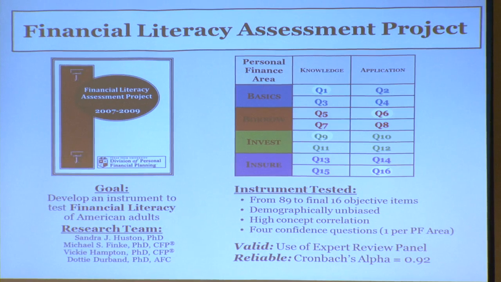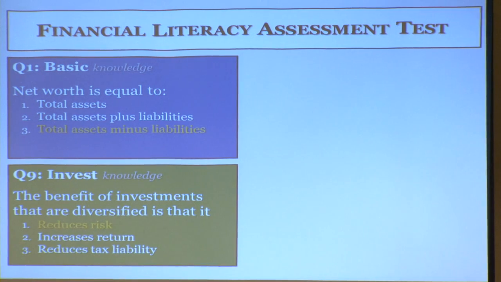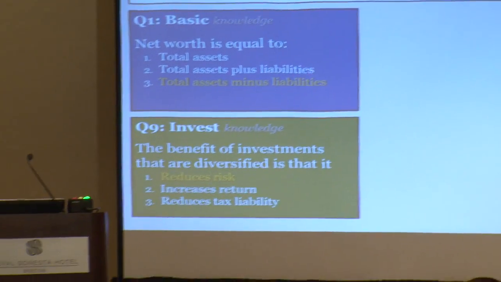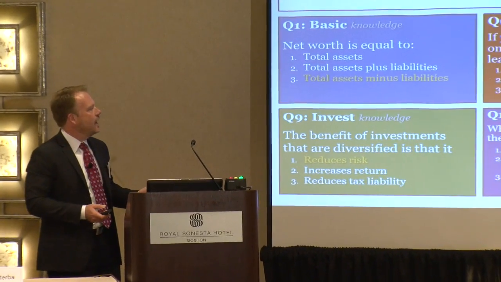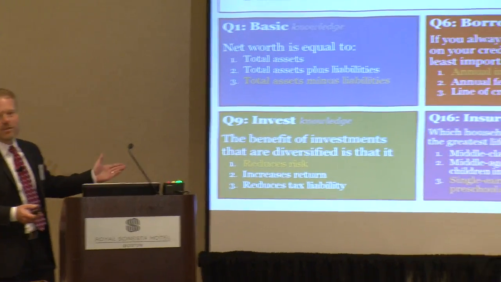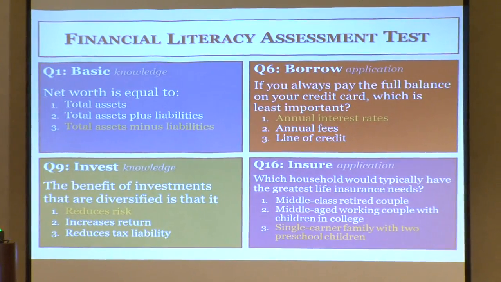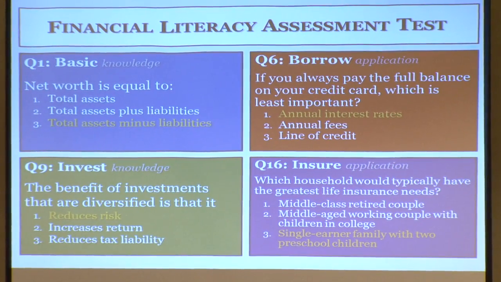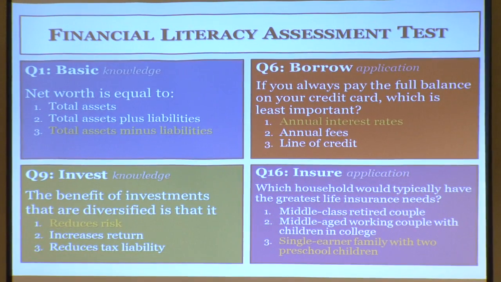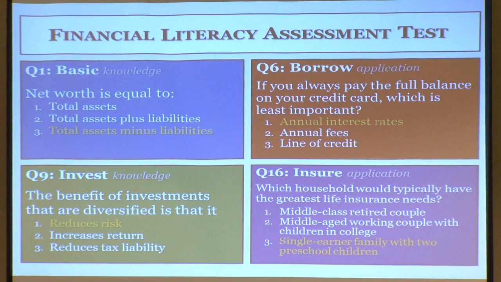Let me just give you an example of a knowledge type of question. These are definitional questions: What is net worth? What is the benefit of diversification? And then we have some application questions, and what you see here is that we've got all four topic areas and the two different types of questions within each topic area. A great example of an application question is the insurance question, in which we ask which type of life insurance is most appropriate, or who has the greatest life insurance need, and the answer is a single earner family with 2 preschool children.